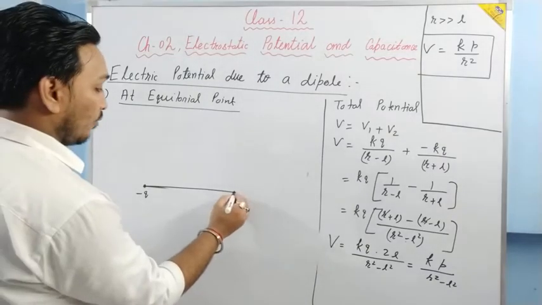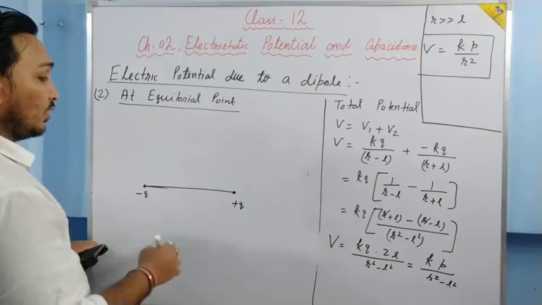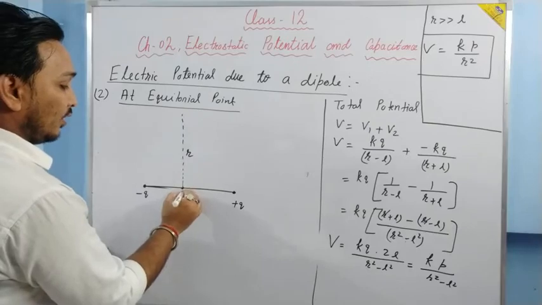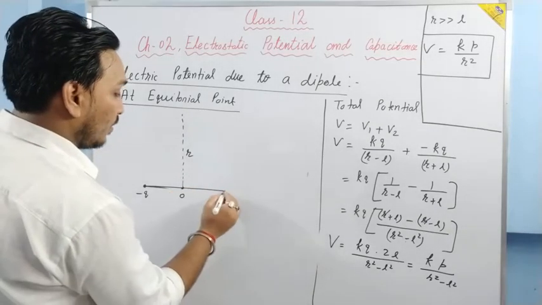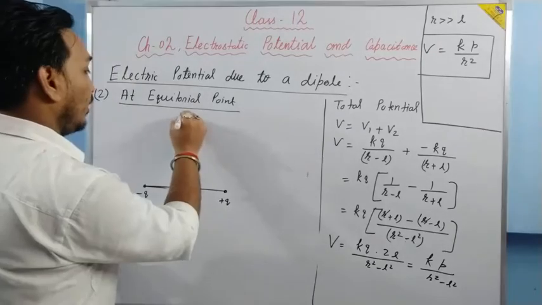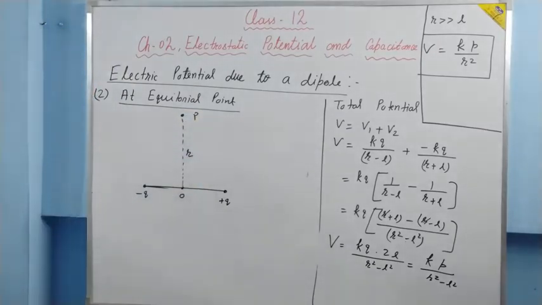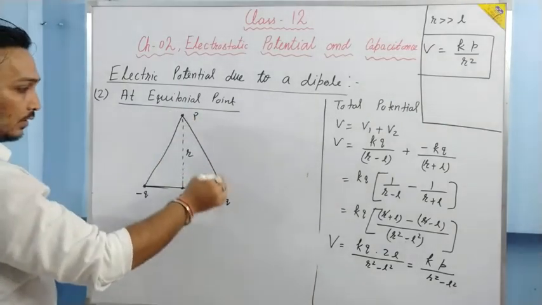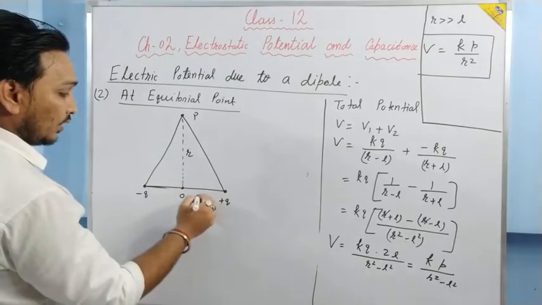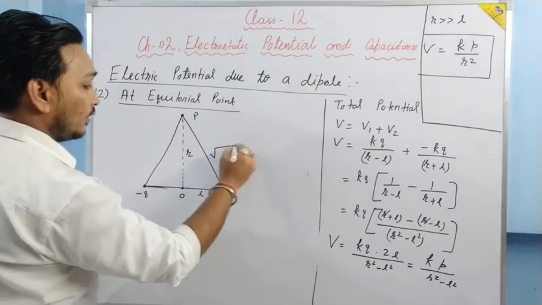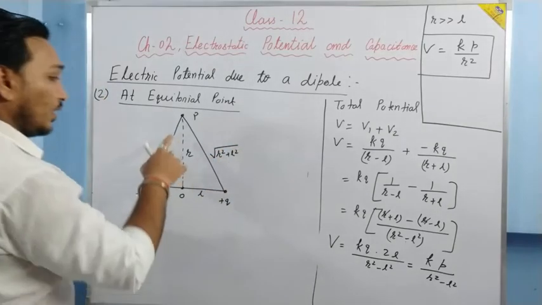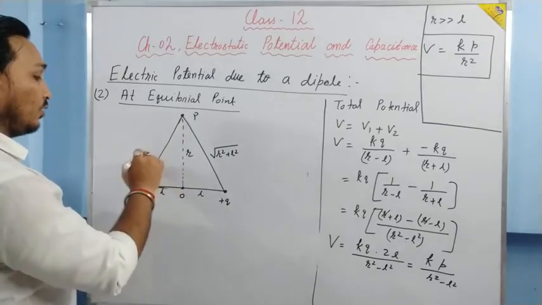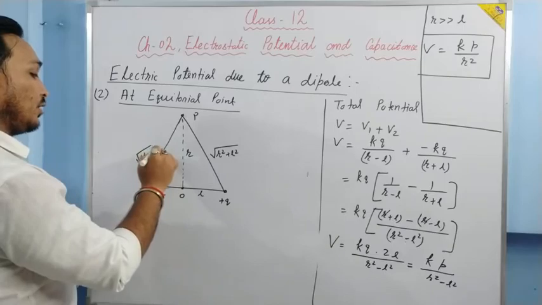So let this be a dipole. Let this be minus q, let this be plus q, and let there be a point P at a distance r from its center, obviously. At P we have to calculate the electric potential. Let this distance be 2L, obviously this distance is L. If this is R, this is L, this is going to be under root R square plus L square. In the same manner, here also, under root R square plus L square.